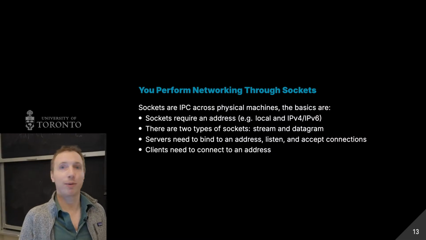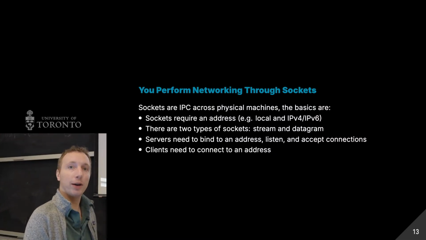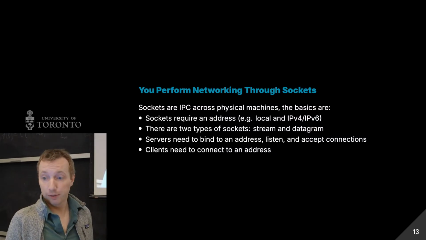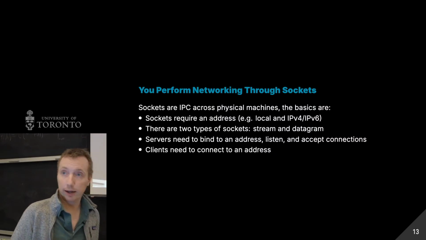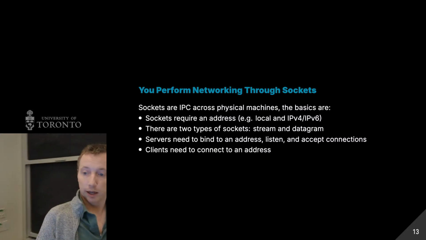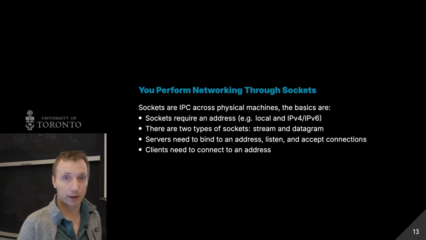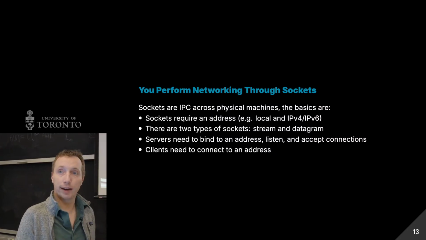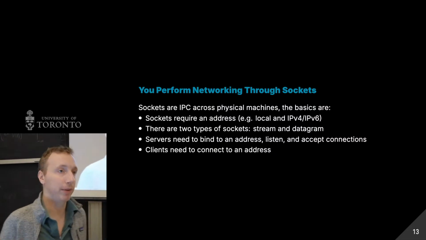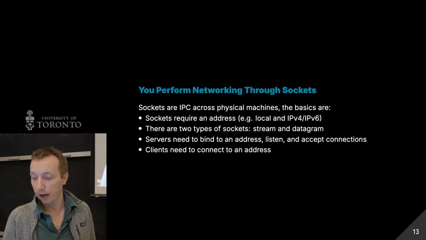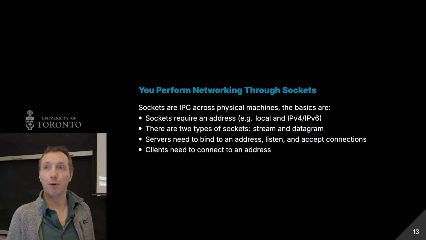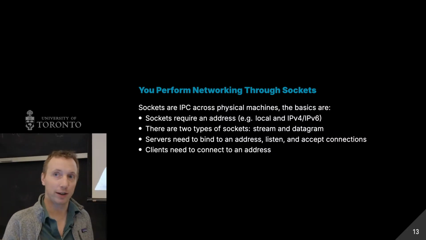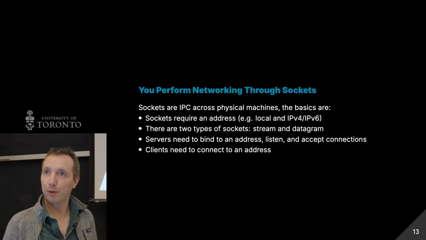You perform networking through sockets. From the point of view of this course, you already know how to use them. They're just IPC across physical machines. They need an address, two types, stream and datagram, or TCP and UDP. If you're the server, you need to bind to an address, listen, and accept connections. If you're a client, you just need to connect to an address. Other than that setup, they're no different than any other form of IPC we've seen before. Just a file descriptor, send and receive bytes. And if you want to learn more about how data actually goes over a wire and gets routed from here to Los Angeles or wherever, that's a preview for your networking course.